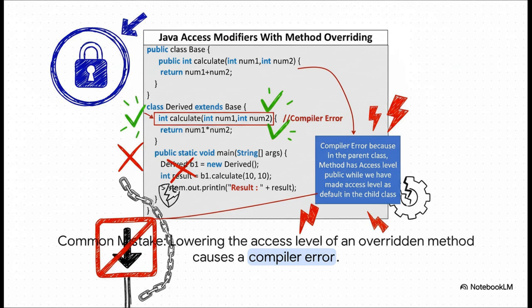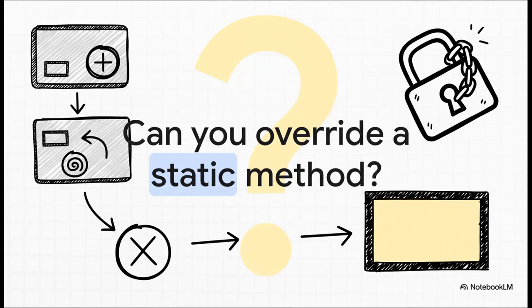Okay, write this one down because this is a classic exam question designed to trip you up. You can't make an inherited method more restrictive. If a method is public in the parent class, it has to stay public in the child class. You can't hide it or make it private. The child has to honor the parent's contract, and trying to change that will give you a compiler error every time. Here's another one that gets a lot of people.